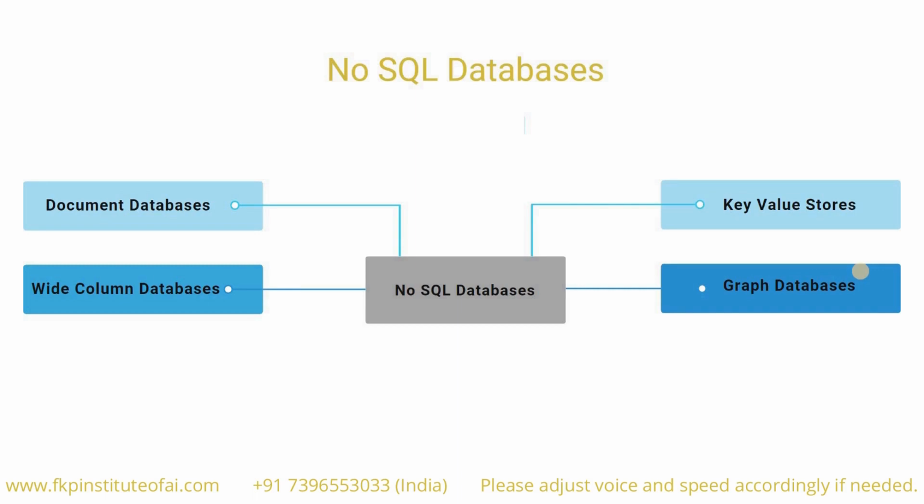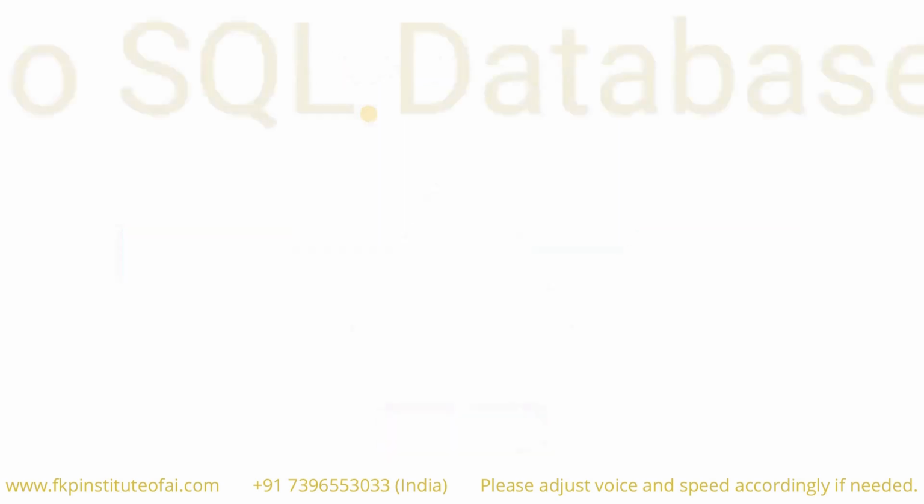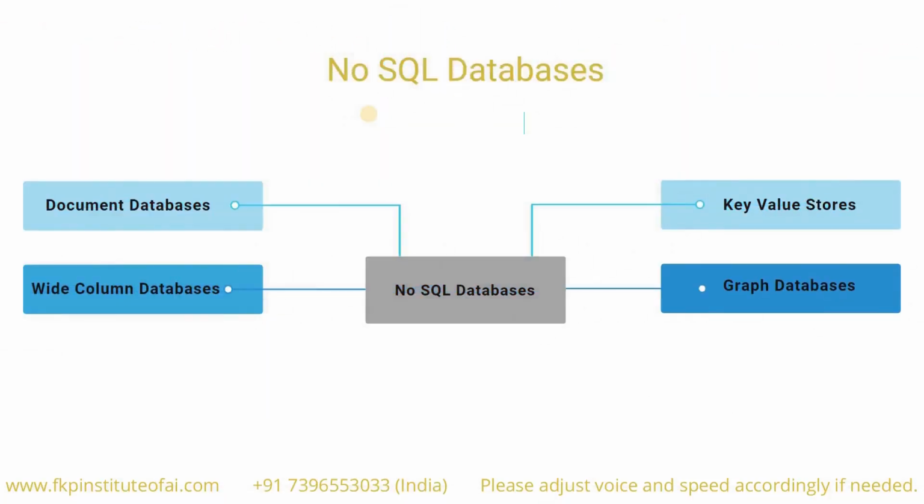Among these three, OLTP, OLAP and NoSQL databases, there is no winner and there is no loser because these databases are used to support different scenarios. There are different kinds of NoSQL databases, like document databases, key value stores, wide column databases, and graph databases. These databases are used to store and process different kinds of data. We need to choose a NoSQL database based on the type of data we have in hand.